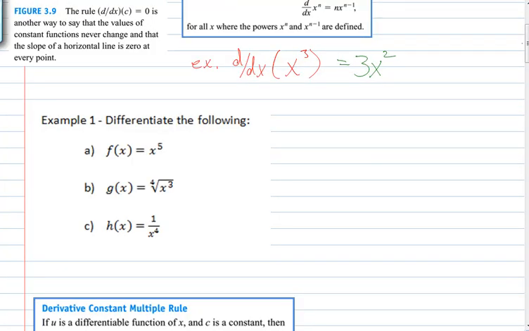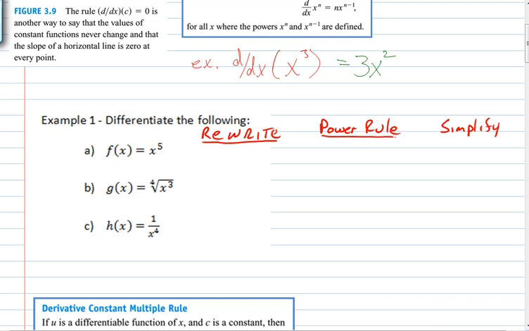All right. So for example 1, typically when you have functions, a is going to be easy to differentiate using the power rule. B and C we need to rewrite. So I'm going to have a column here that I call rewrite. Then we're going to differentiate using the power rule, and we will simplify if need be. So on A, there's no need to rewrite this. It's just f of x equals x to the 5th. When I take the derivative using the power rule, I get f prime of x is equal to what? 5x to the 4th, and there's no reason to simplify it.